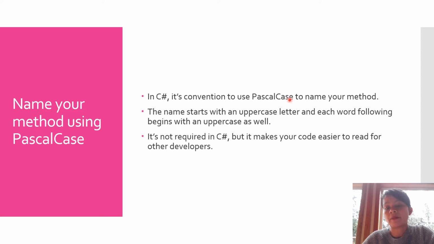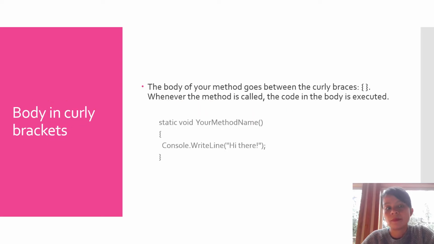And all together, okay? So the name starts with uppercase, and each word following begins with an uppercase with no spaces. It's not required in C#, like your code will still work, but it makes it easier for your code to read for other developers, and also is convention. So if you want to look professional, you should use the convention.